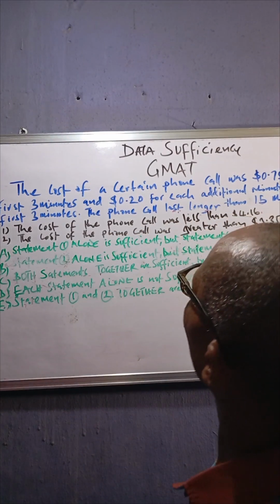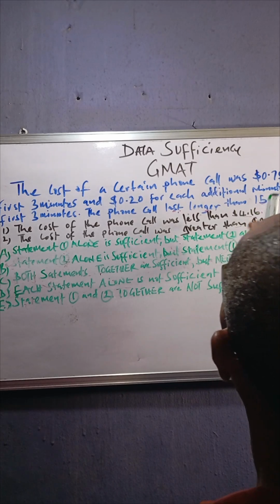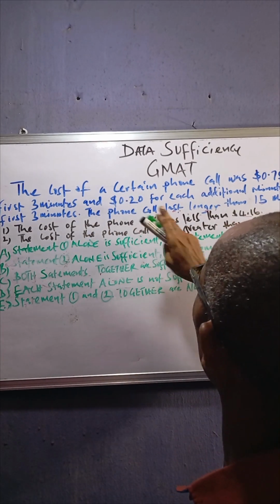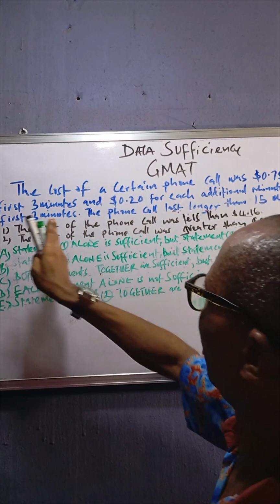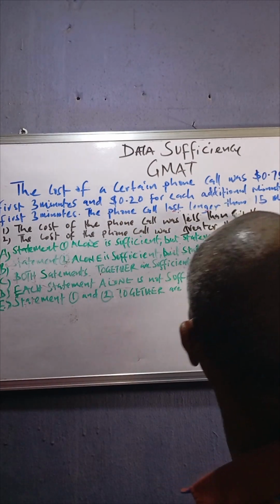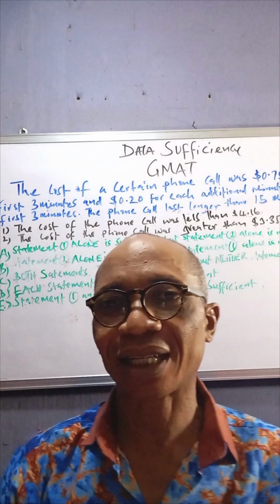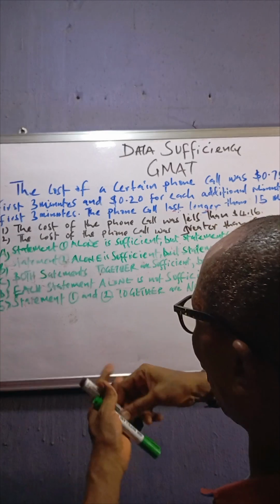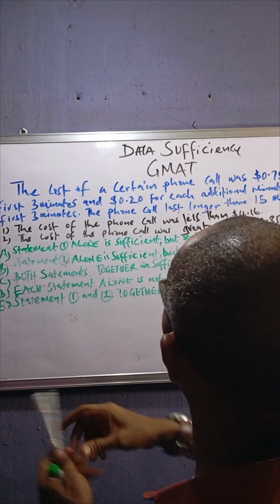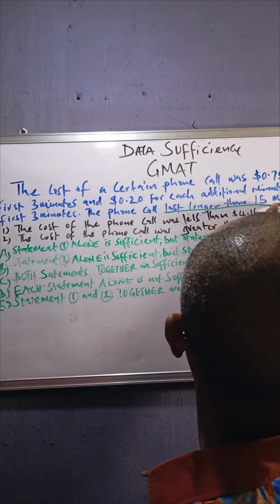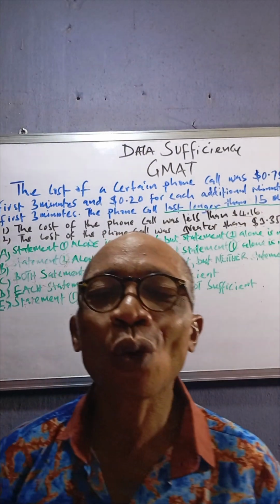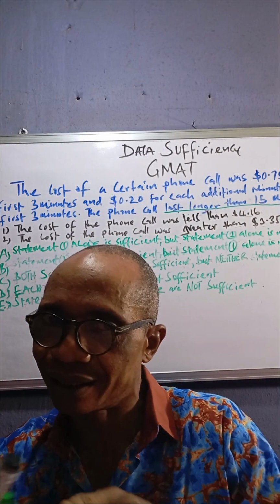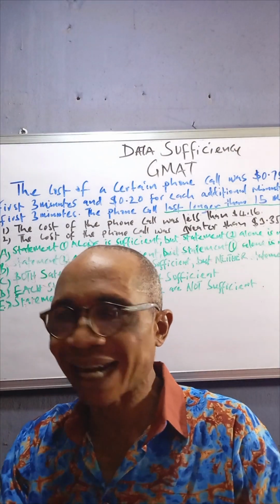Now, in this question, the cost of a certain phone call was $0.75 for the first 3 minutes and $0.20 for each additional minute after the first 3 minutes. Now, the phone call lasts longer than 15 minutes. There are helpful tips here. We are told the phone call lasts longer than 15 minutes. You can underline that. It's a helpful tip. It's a path in the right direction.